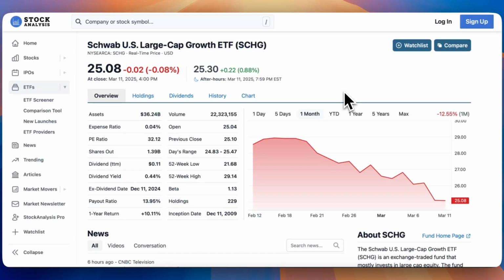Some reasons you want to buy SCHG in a down market is because of its discounted price. Market downturns often cause even strong growth stocks to decline in value, creating attractive buying opportunities. The second reason is going to be future capital appreciation. Buying growth stocks at lower valuations allows investors to benefit when the market recovers. The third reason is the PE ratio compression. During bear markets, price to earnings ratios decline, making high growth companies more affordable.